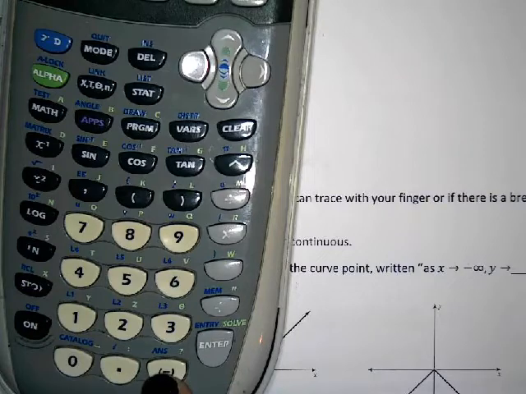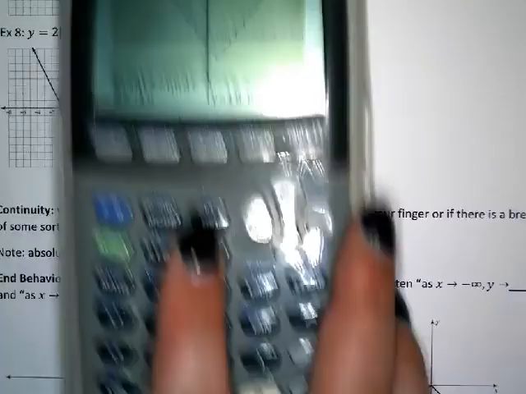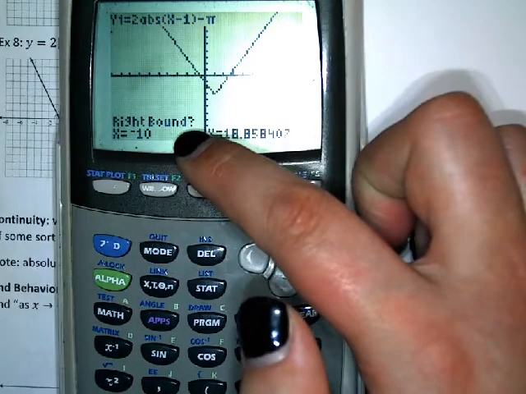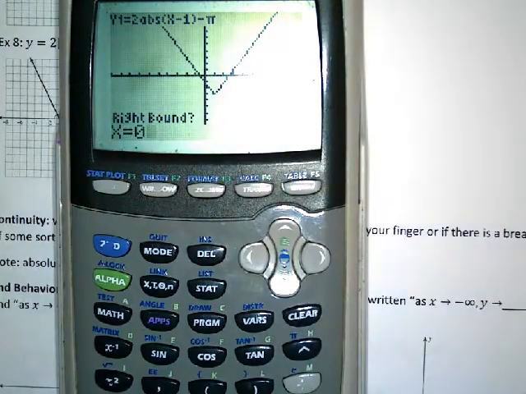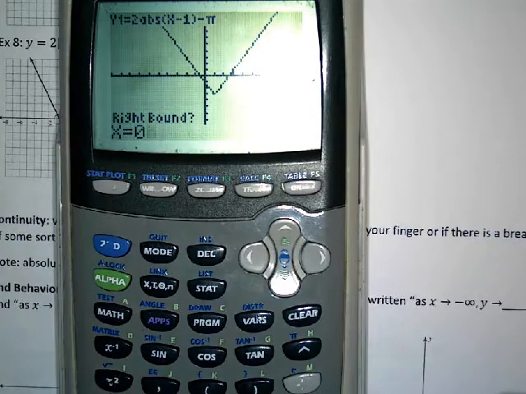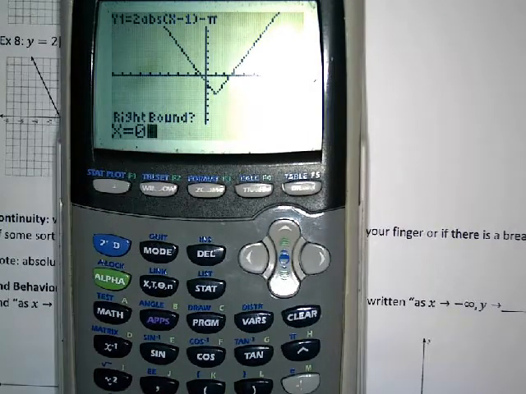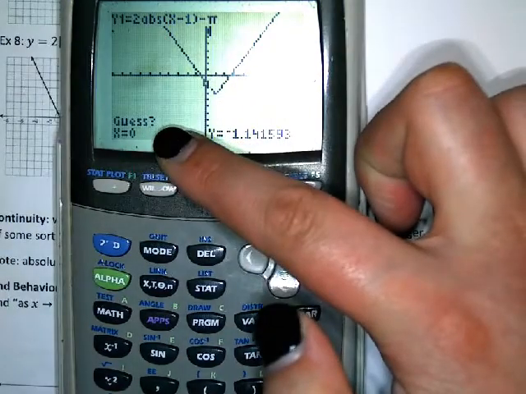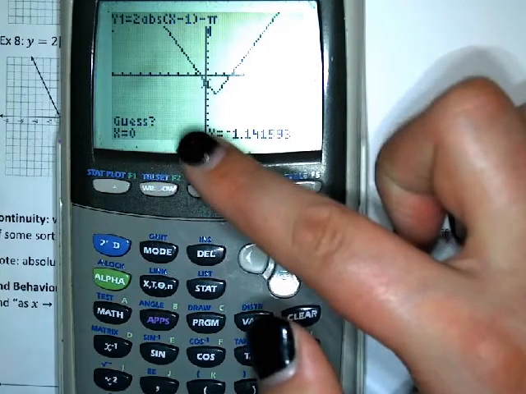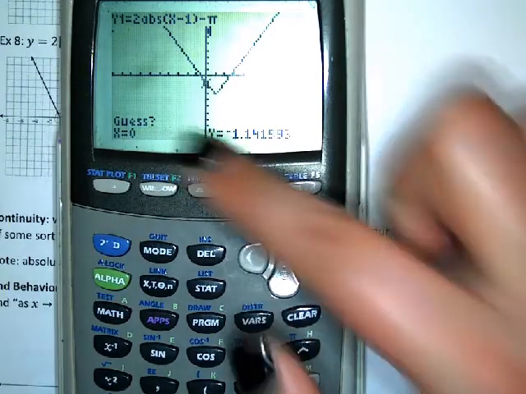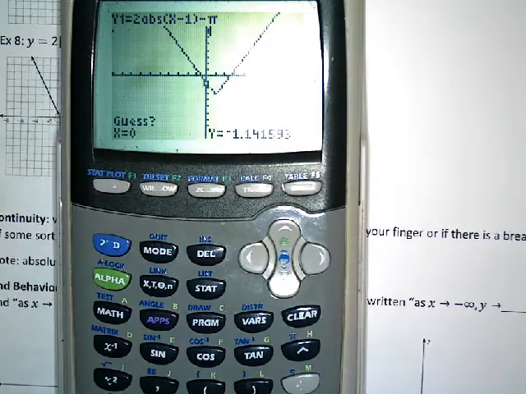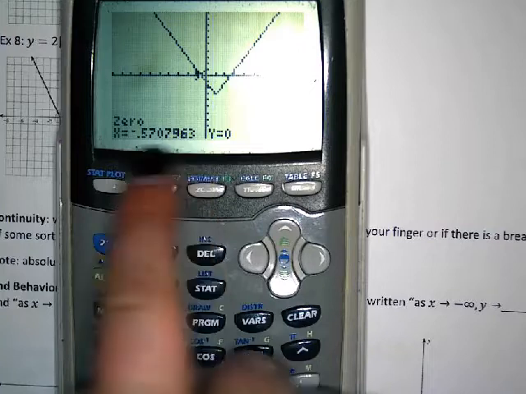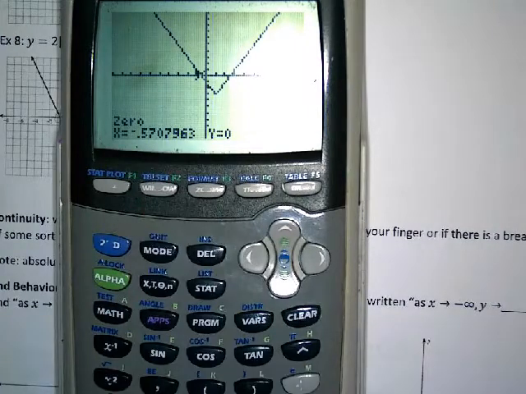Okay, so now it's going to ask you for the number on the right, and I'm just going to type in 0. So I typed in left bound, I typed in right bound. When I type enter the next time, it's going to say that it's guessing for me. The guess is always stupid. It's never a good answer, so I'm always going to ignore the guess. And then next, I'm just going to hit enter, and then it will give me the answer. So this is the X-Intercept.